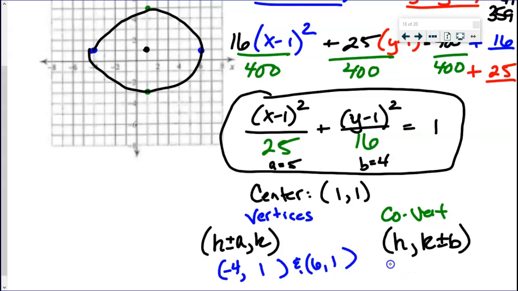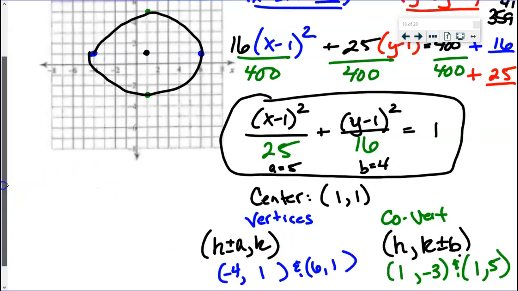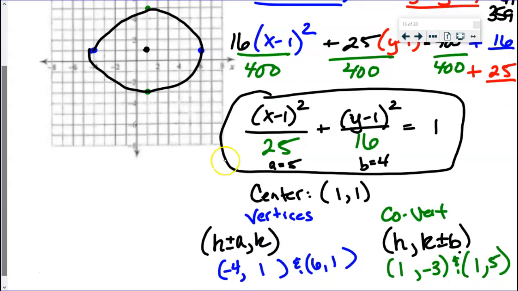For the co-vertices, it'd be 1 comma, why did I make that so big? Try that again. All right, b is 4. So 1 plus 4 and 1 minus 4. So 1 comma negative 3, and 1 comma 5. I can't really see my graph anymore, but I think that is totally where I graphed them. Oh yeah, absolutely. Great job.